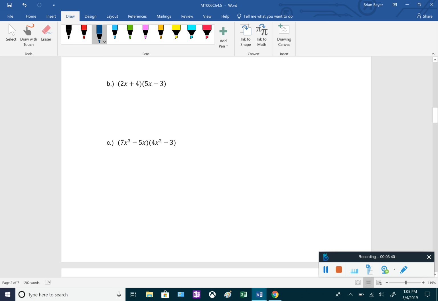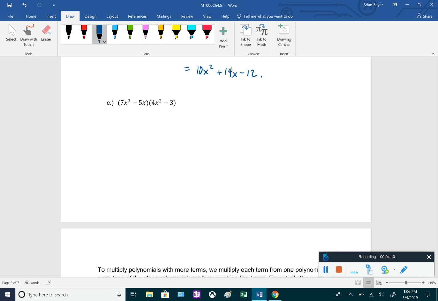Okay, and the next one we have 2x plus 4 times 5x minus 3. So we have to distribute the 2x to both terms and distribute the 4. So 2x times 5x is going to give us 10x squared. 2x times negative 3, we get minus 6x. 4 times 5x is plus 20x. And 4 times negative 3 is minus 12. Combine like terms, which are the middle terms, we get 10x squared plus 14x minus 12.